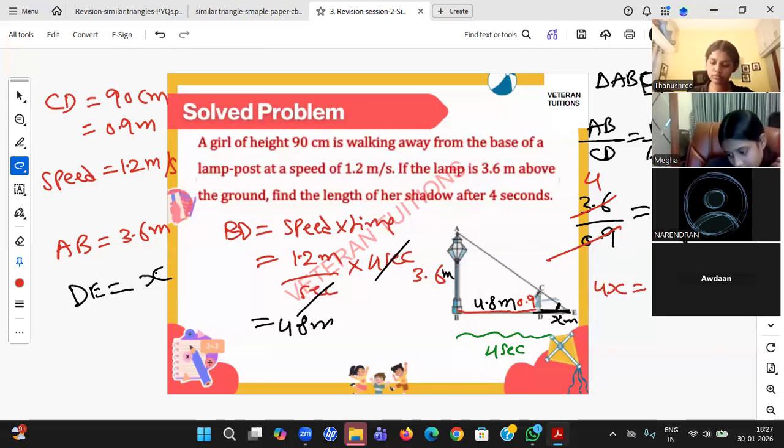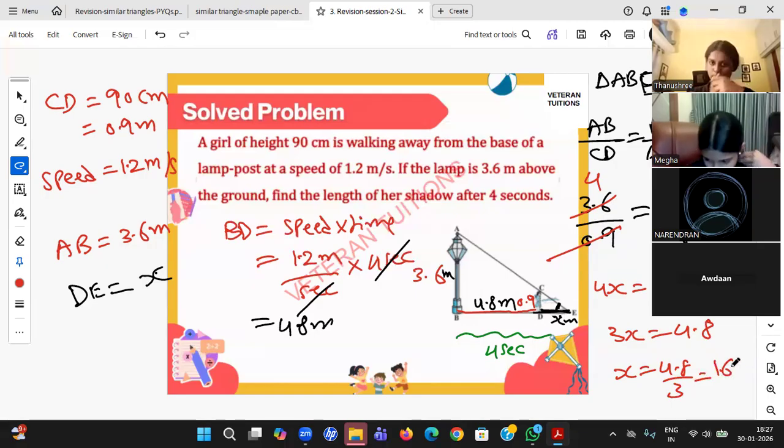So 4x equal to 4.8 plus x, 3x equal to 4.8, x equal to 4.8 by 3. 3 ones are 3, 3 sixes are 18. So 1.6 meters is the right answer. I forgot to add x in BE, sir. Harshini and Narendra also had done the same thing, because he also got 1.2 meter as an answer.